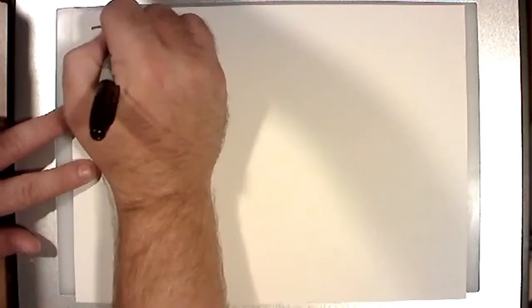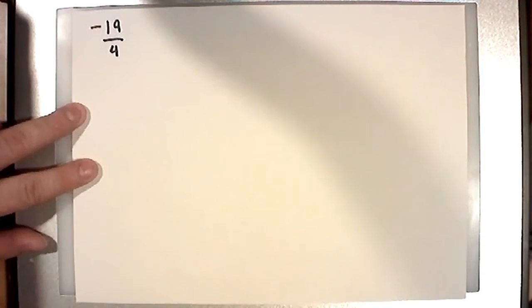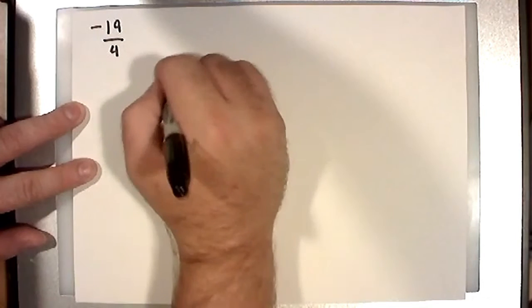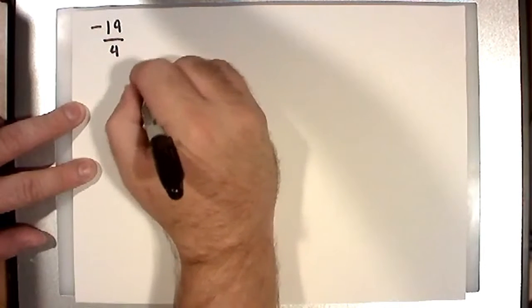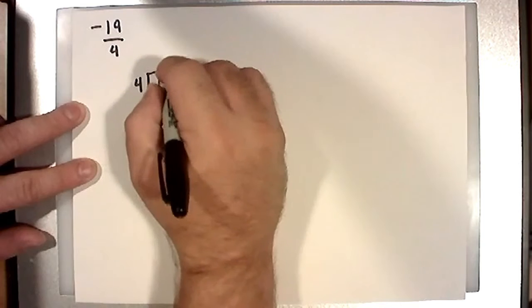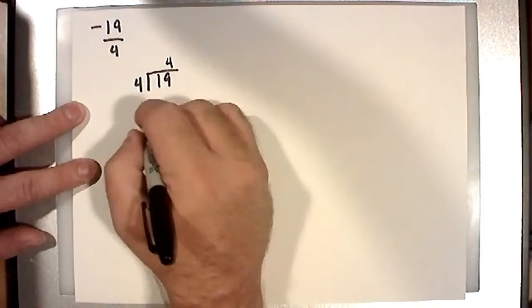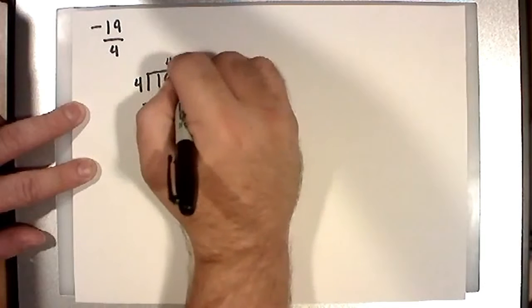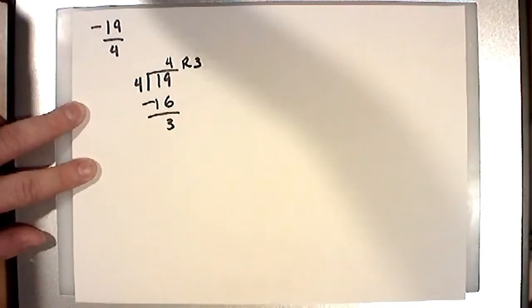All right, let's go ahead and do another example. Let's say I gave you negative 19 over 4. Go ahead and go through the steps. See if you can convert this one on your own. First step was to divide the numerator by the denominator. So 19 divided by 4. Again, you can do this in your head if you want. 4 goes into 19 4 times. 4 times 4 is 16 with 3 left over. So overall, it was 4 remainder 3.